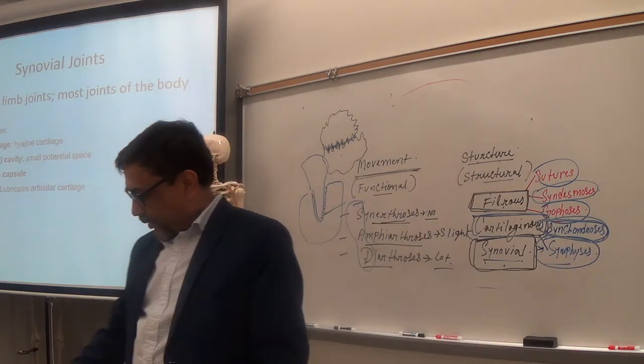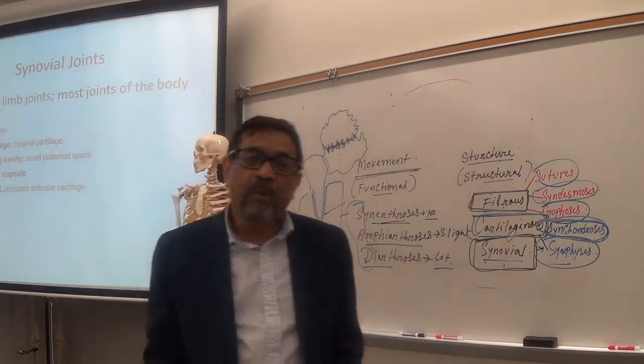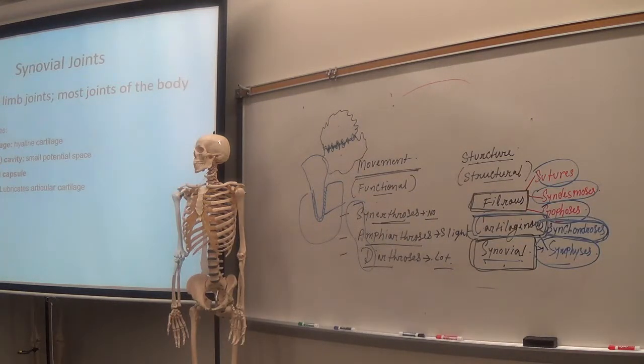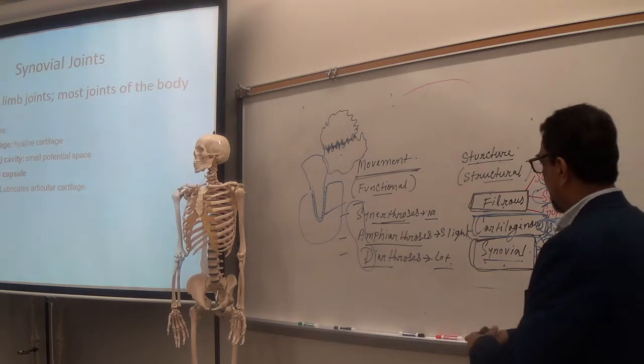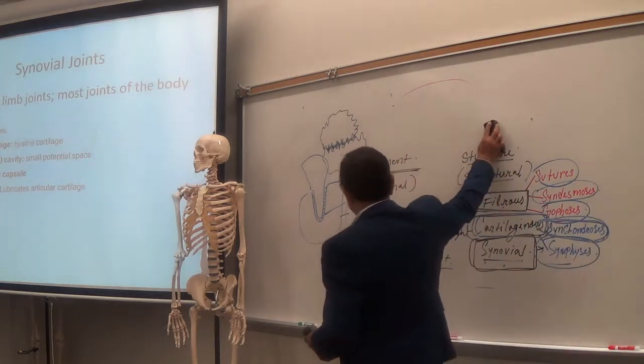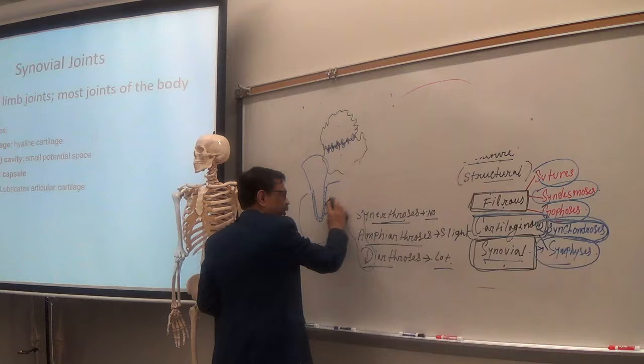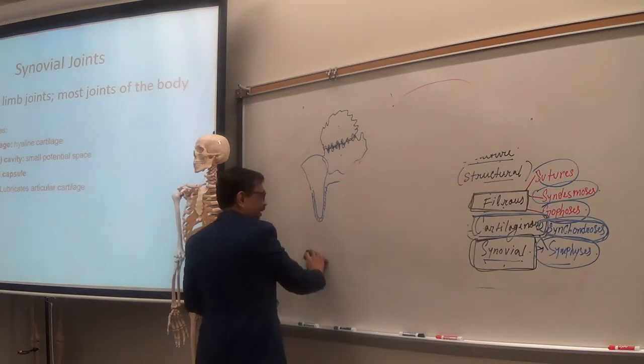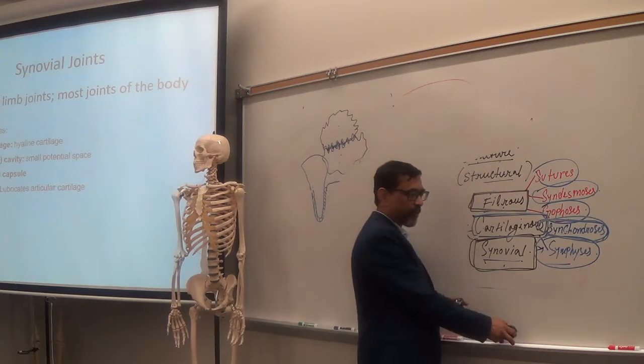Now, the most common type and most flexible joints are synovial joints. So we need to know the properties or characteristics of a synovial joint. Okay? This is important. This is another picture. I may ask you to draw and show the parts.